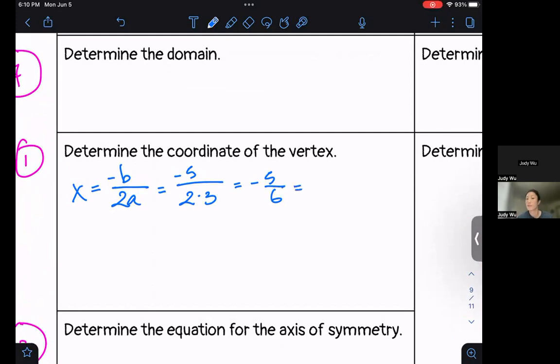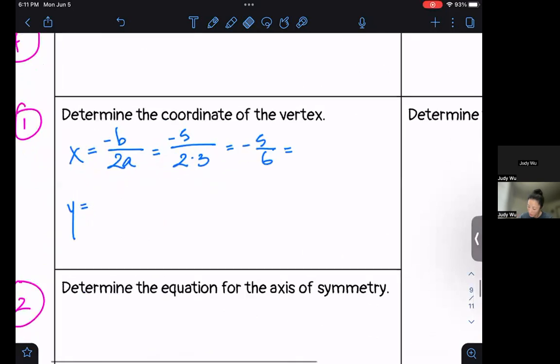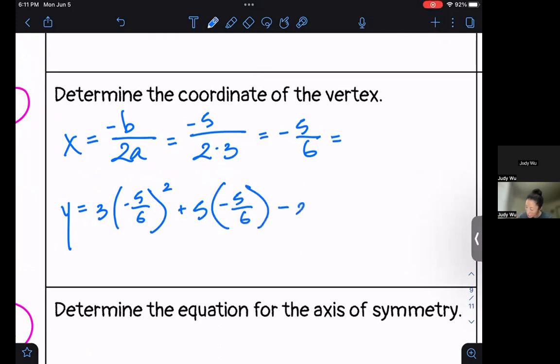Now, some fractions, like a half or a quarter, I really want us to be able to work with. But since we have a 5/6, I'd say this would be an example of one where either I would make the numbers nicer, or we could have a calculator on this one. To find the y, we're just going to plug our x-coordinate back into our equation, 3x squared plus 5x minus 2, and that will give us our y value.